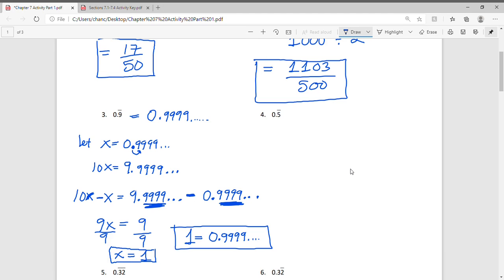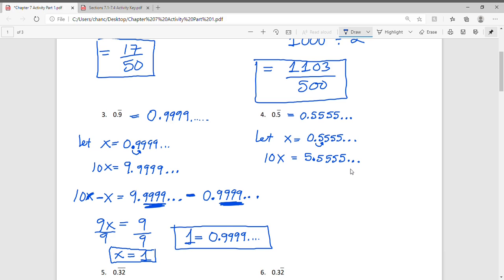In question 4, we'll use the exact same strategy. 0.5 bar is equivalent to 0.555, and the 5s are going to repeat forever. I will let x be equal to 0.5555, and it repeats forever. And we'll multiply both sides by 10 again. That's 10x equals 5.555, and these 5s will repeat forever. When we multiply both sides by 10, again, this decimal place moves to the right one, and that's why I have a 5 here in the front.